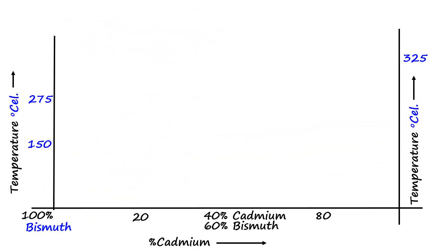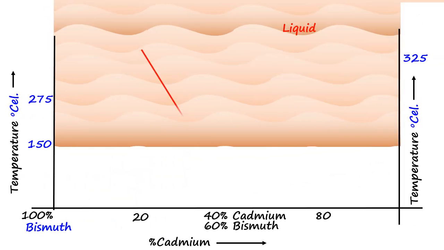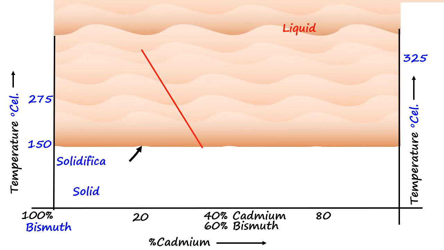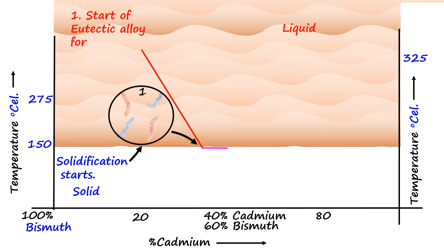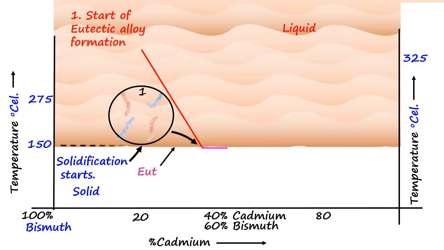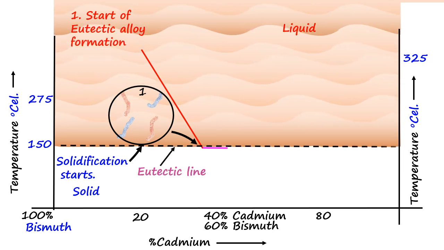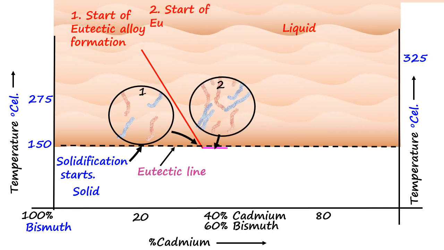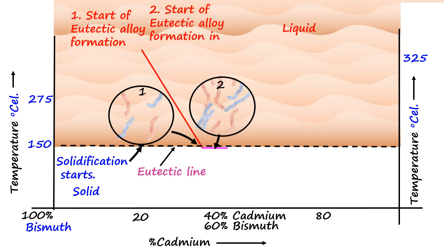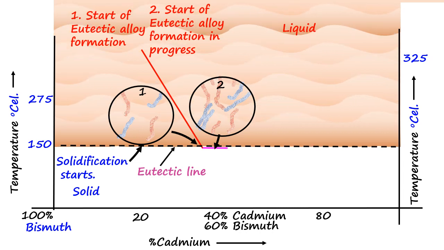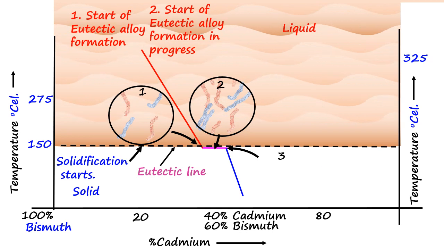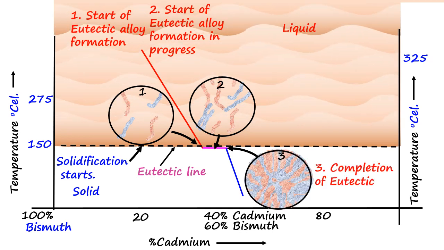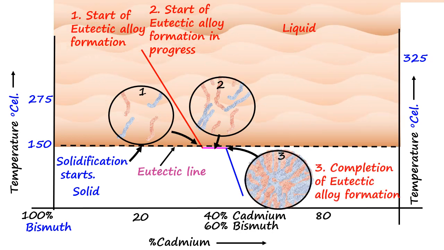Alloy is heated to liquid phase and cooled. When solidification starts, fine crystal mixture of bismuth and cadmium formation will start. As the temperature falls below eutectic line, as bismuth and cadmium are insoluble in solid phase, separate crystals of bismuth and cadmium will be formed. After completion of transformation at constant temperature, we have eutectic solid phase having mixture of bismuth and cadmium crystals.